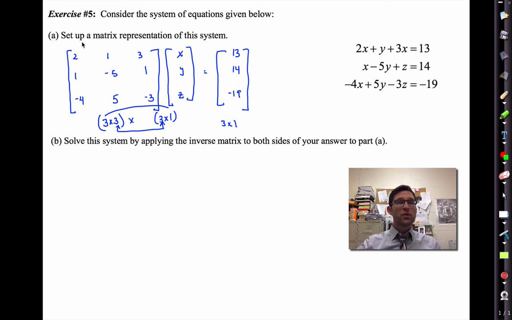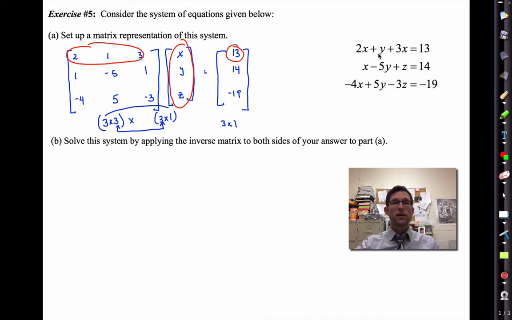The first thing I would do is multiply this by this, and I'd set it equal to this, right? It would be 2 times x, 1 times y, 3 times z, and that would be equal to the first entry in this matrix, and that's exactly it, right?